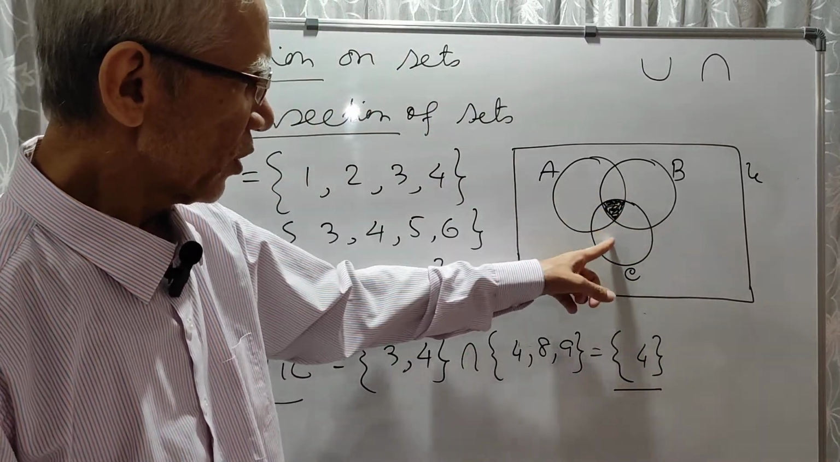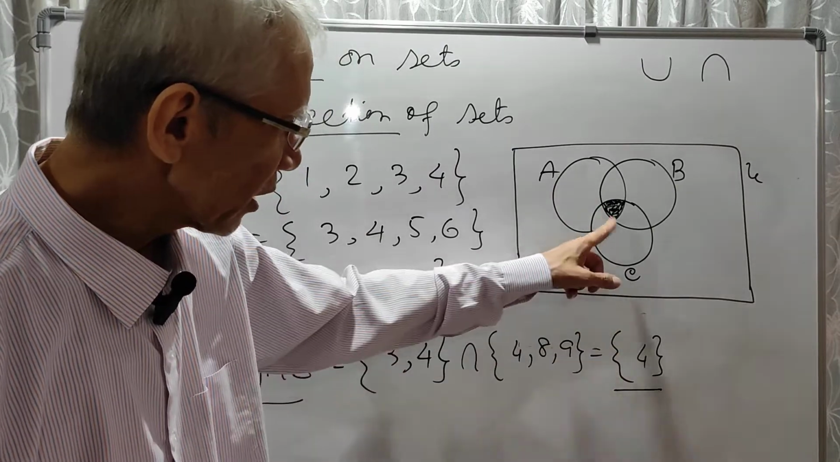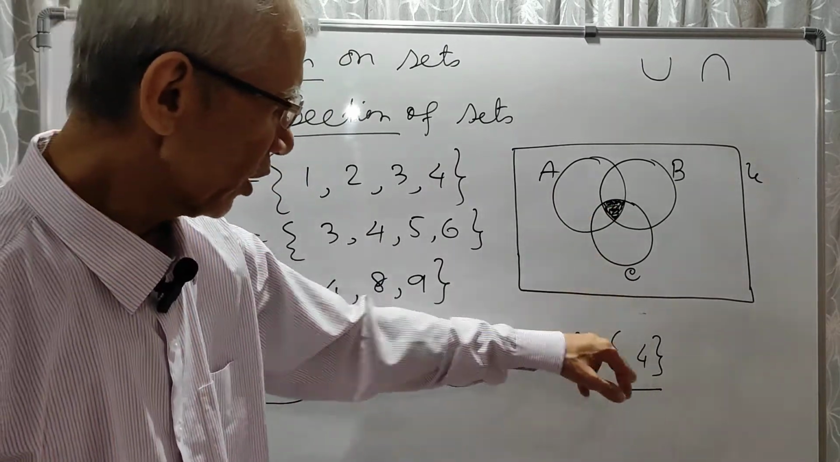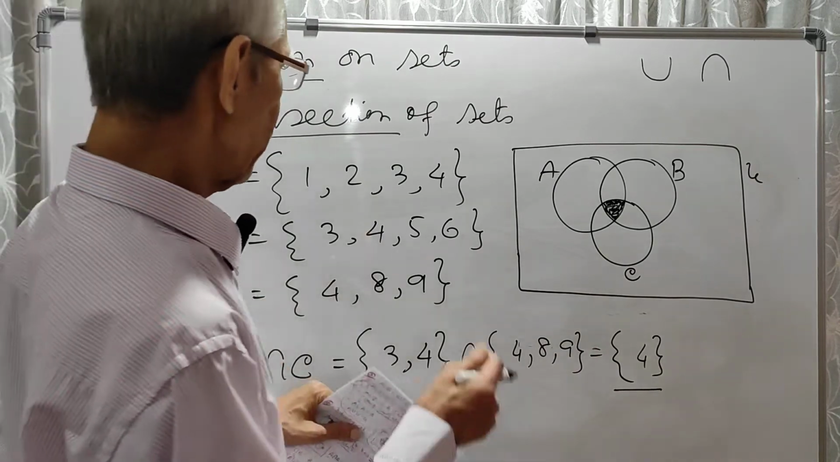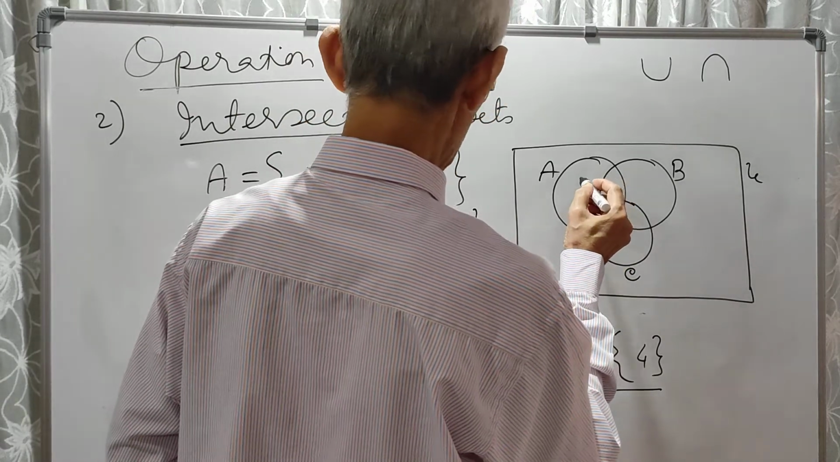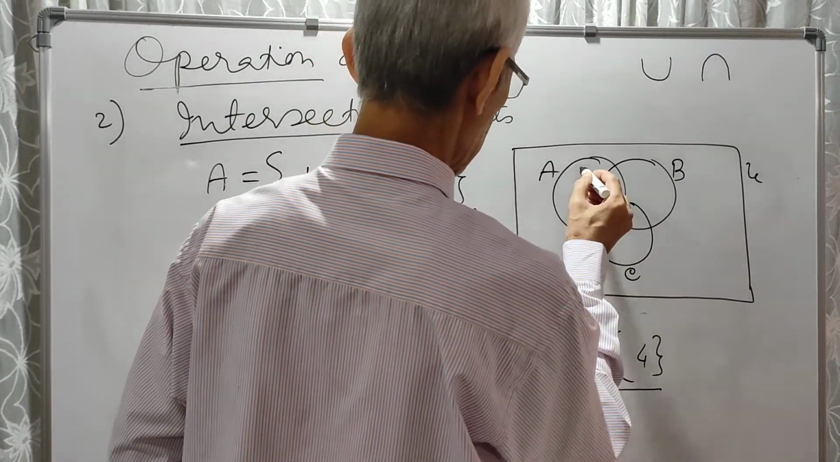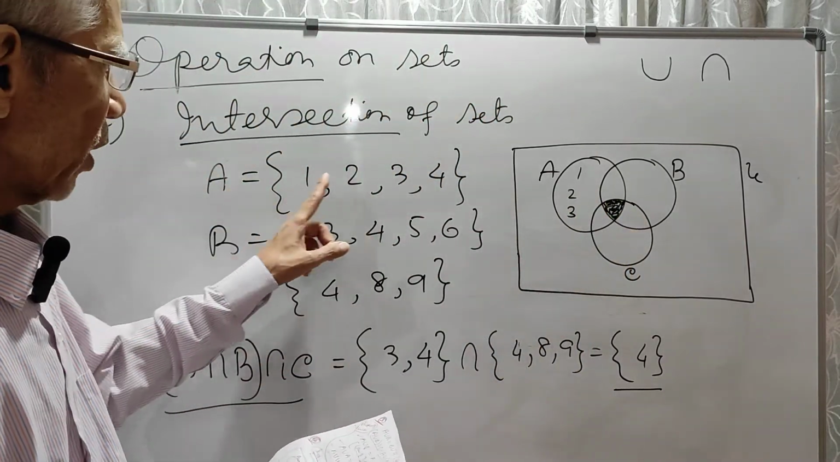Between these three circles is a common area. Now this 4 is present here, so this area contains 4. Then the other elements: A contains 1, 2, 3, and 4. A contains 1, 2, 3, 4.